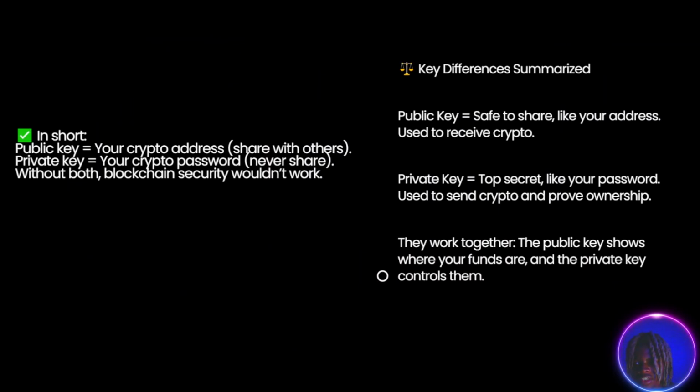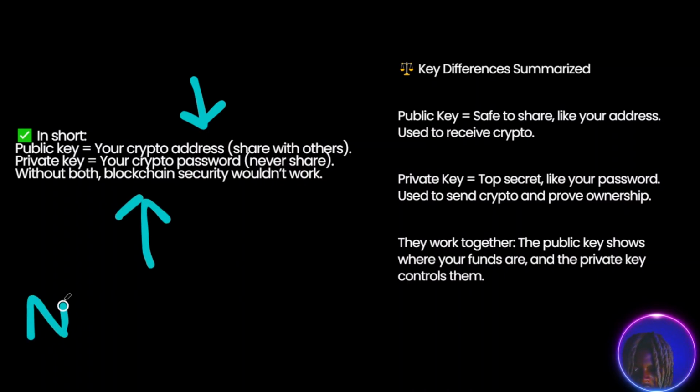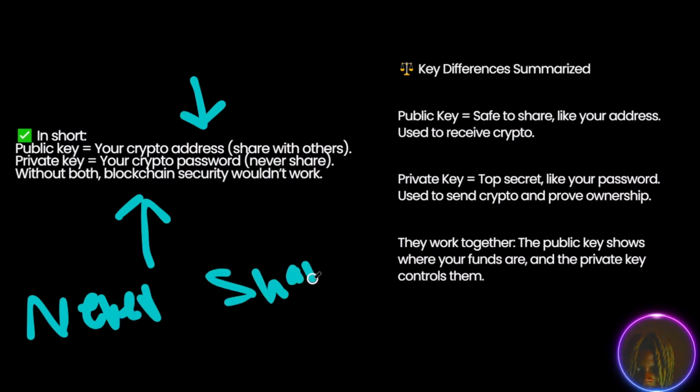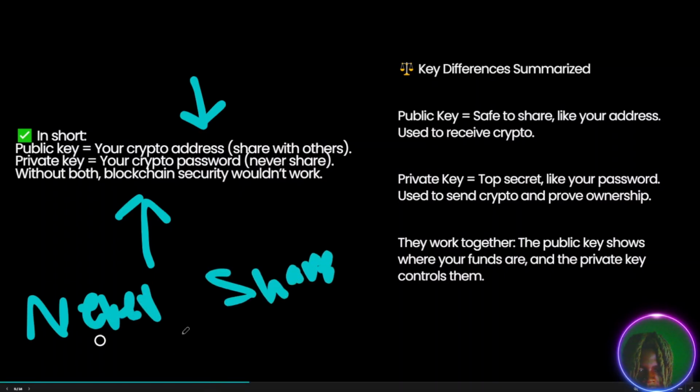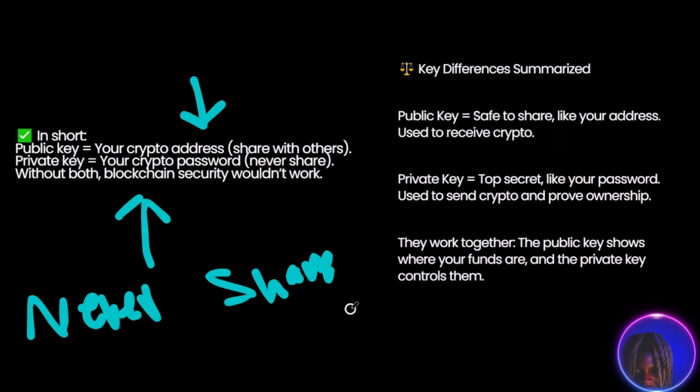So in short, your public key is going to be like your crypto address that you can share with others, like your public crypto email address. And your private key is going to be your crypto password, something that you never share, okay? Once again, there are going to be lots of scams coming into your email. You might see them in the YouTube comments, stuff like that, trying to get your secret key. Do not give them your private key, okay? Without both, blockchain security does not work. So the difference is summarized.